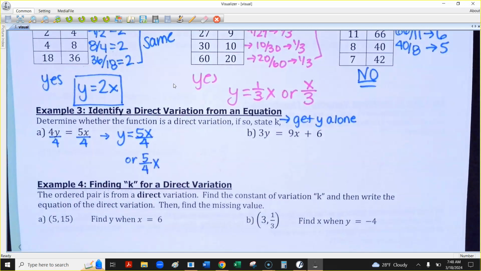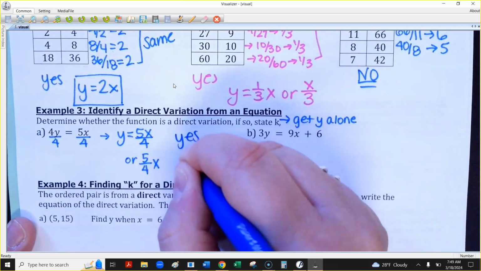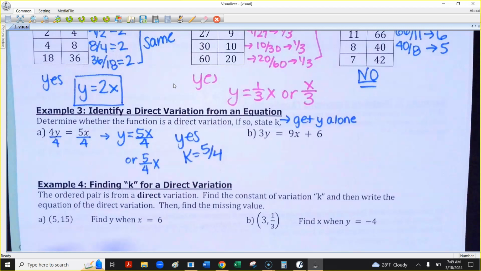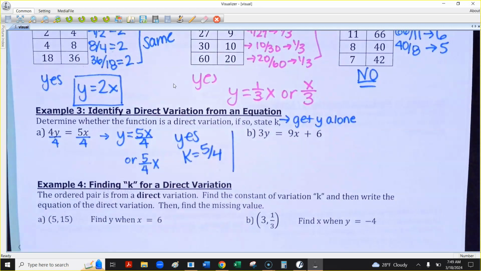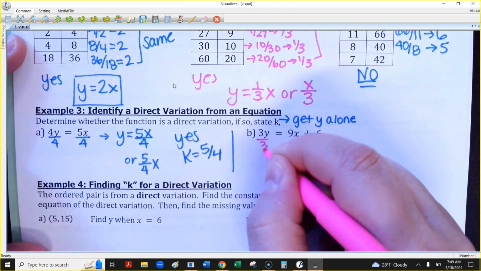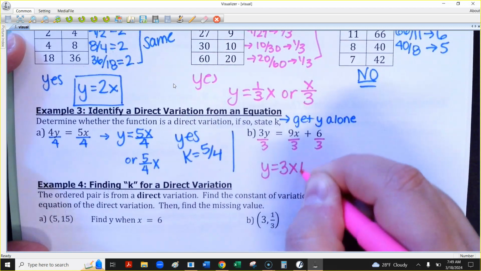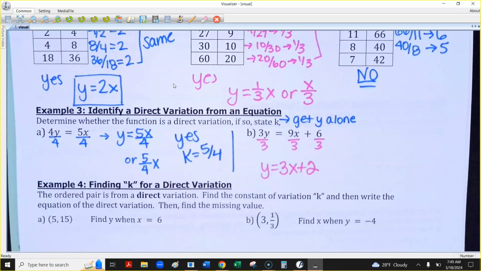Would you tell me yes or no, is that a direct variation? What do you think? Yeah, it for sure is, yes. The k value is the 5/4. Can you guys tell without even doing the problem if that second one is a direct variation? Like if I got y by itself here, I'm going to divide everybody by 3. So I get 3x plus 2. Is that going to be a direct variation?